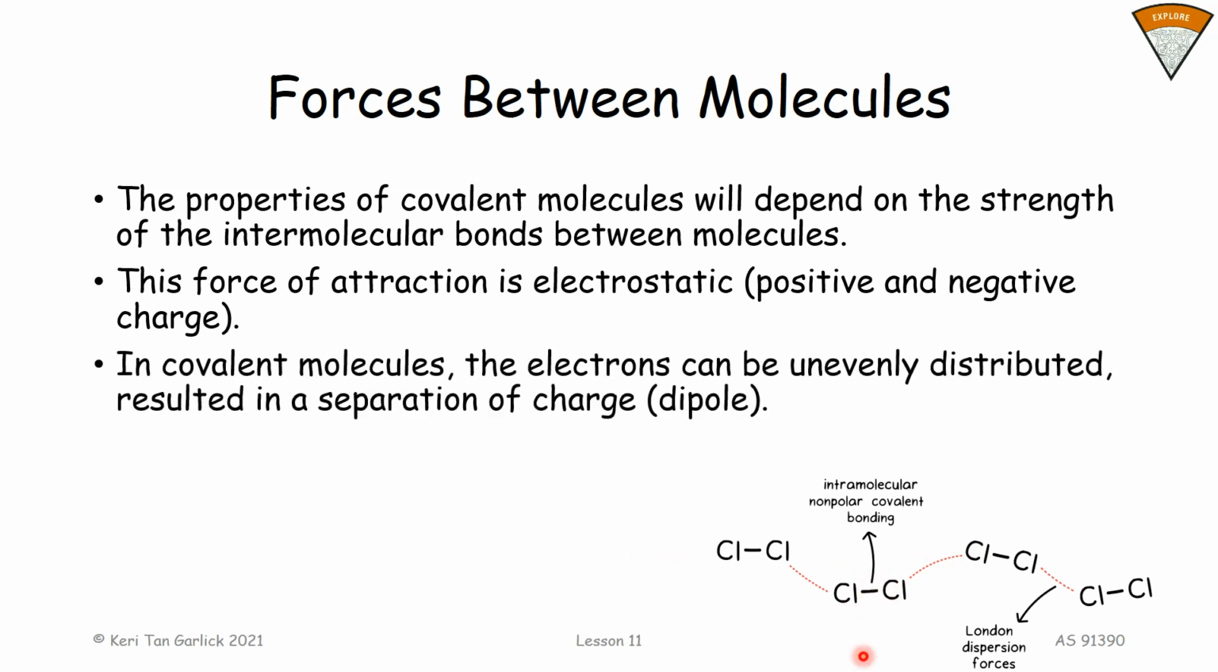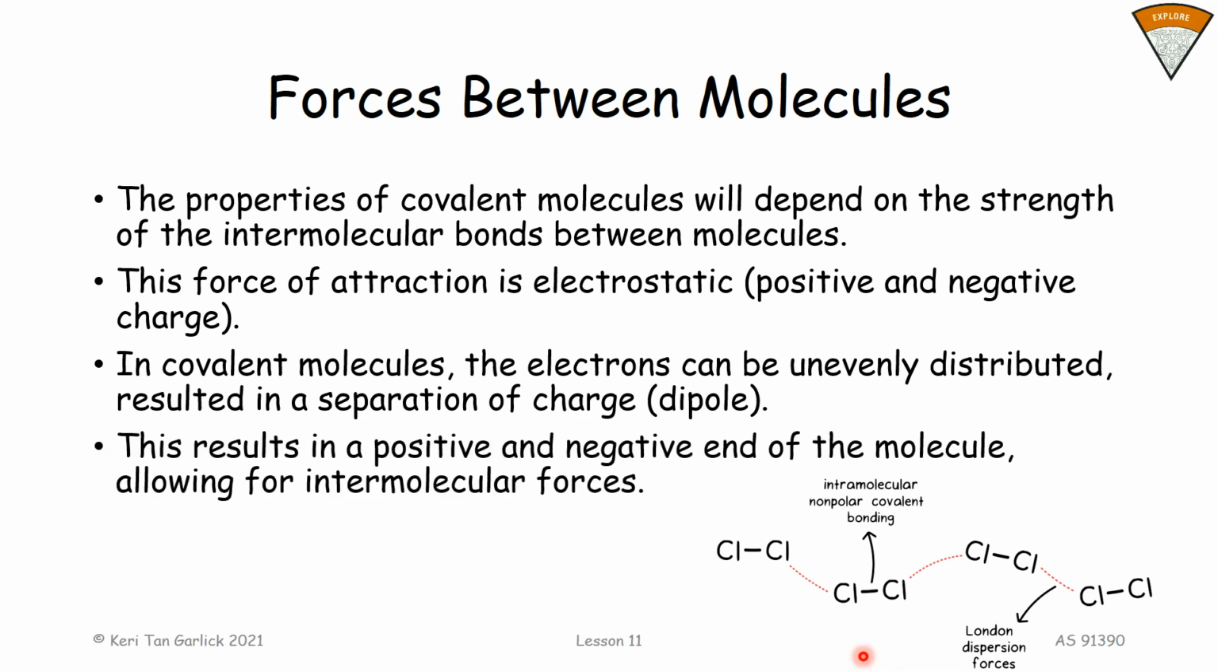In the covalent molecules, we have to remember that they have electron clouds surrounding those atoms. Electrons are also being shared between atoms, and therefore those electrons may not be evenly distributed. And if they're not being evenly distributed, what you're going to have is a separation of charge, basically creating a dipole. We talked about this in the previous lesson when we were talking about polarity, and polarity will come into play when we're thinking about these questions here.